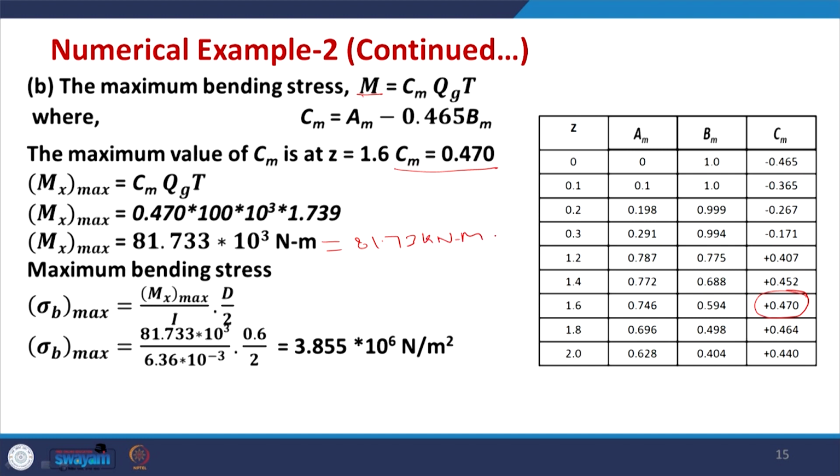And for this maximum bending moment you calculate the bending stress using this formula: Mx max divided by I, the moment of inertia, and then d by 2. When you put all the numbers, you get this bending stress of 3.8855 into 10 to the power 6 Newton per meter square, or you can say 3.855 Newton per mm square, which is also typically used. So, 10 to the power 6 will not be used; Newton per mm square can also be said.